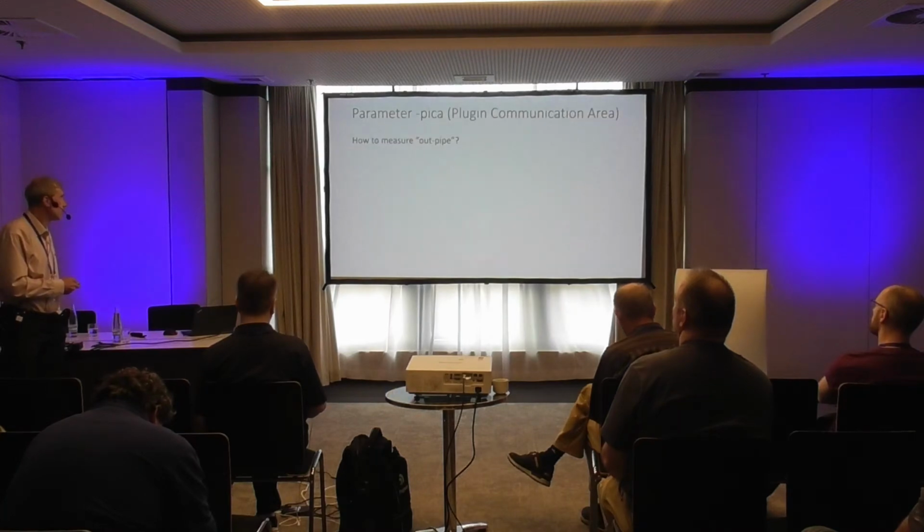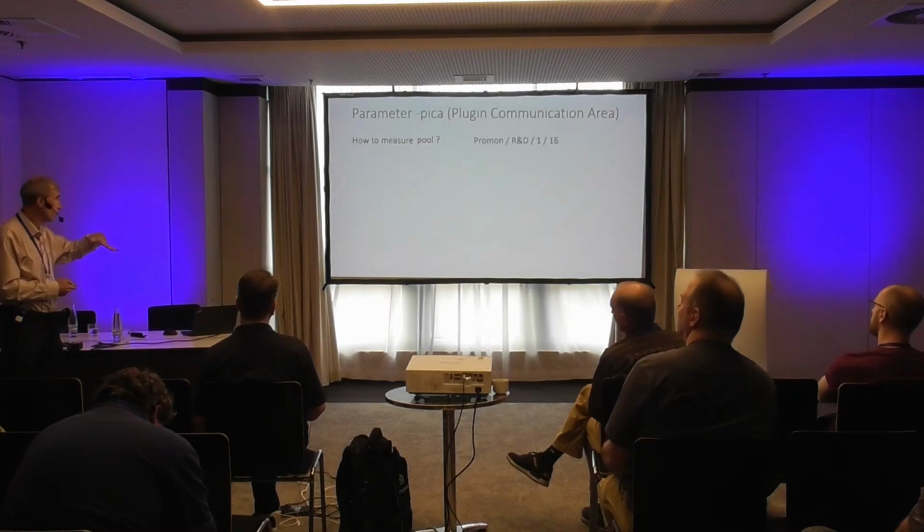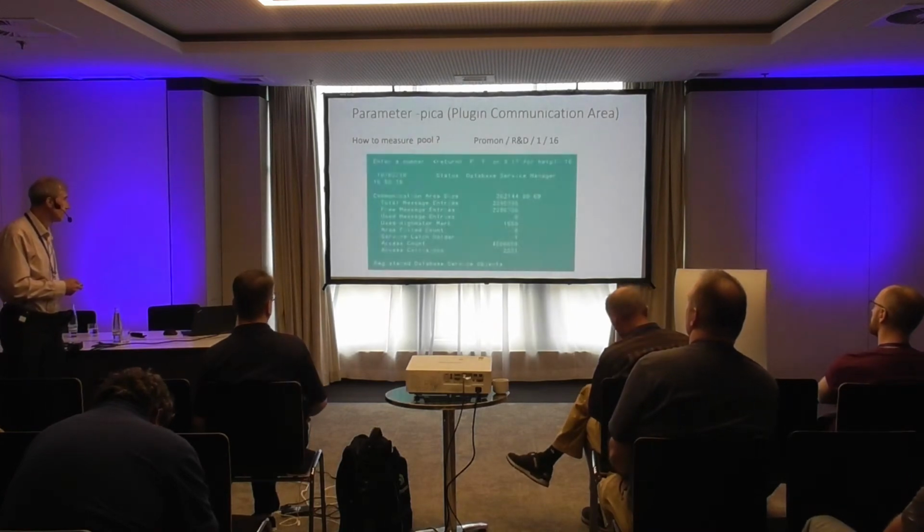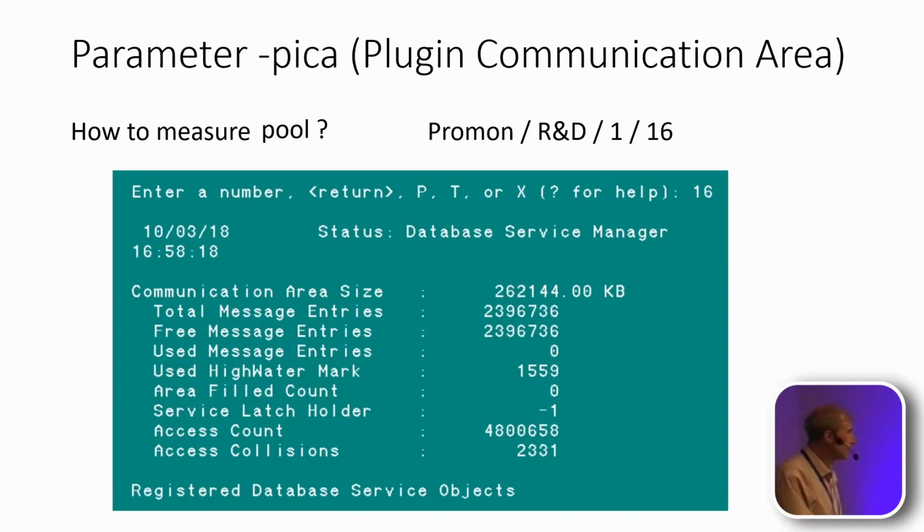Can you calculate how fast the RPLS works? Not really, but you can see how much data is in your pool. And again, you can use PROMON for that or VST. In PROMON option 1 and 16, you can see data which corresponds to your pica. This is exactly the value of your pica.